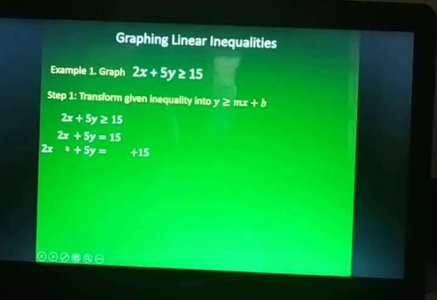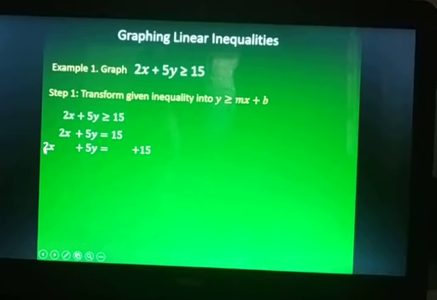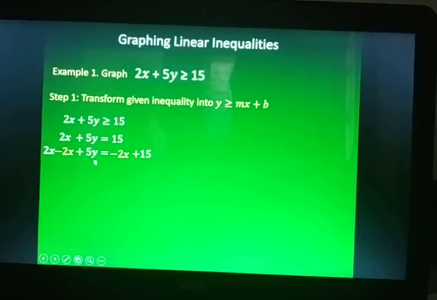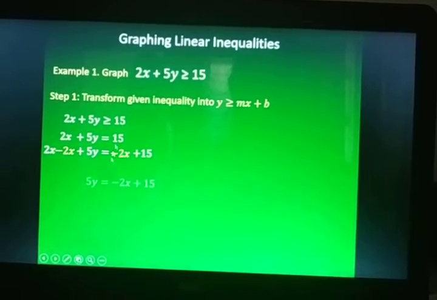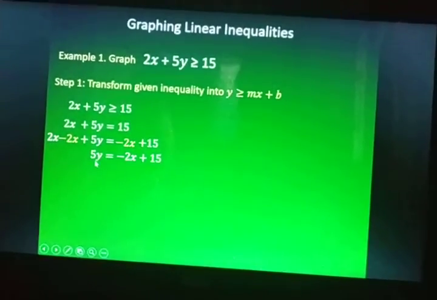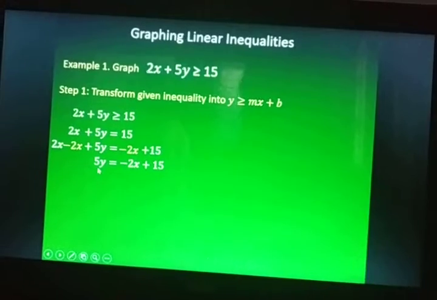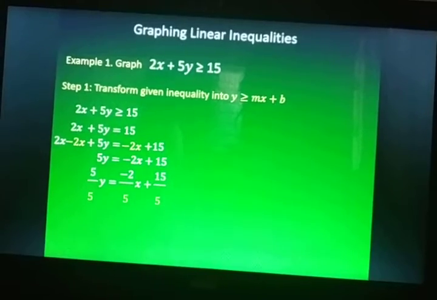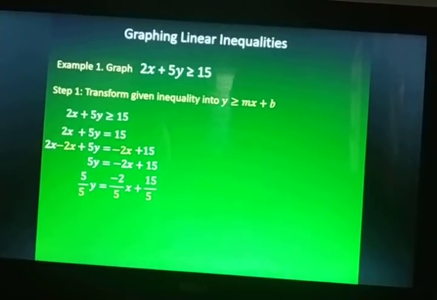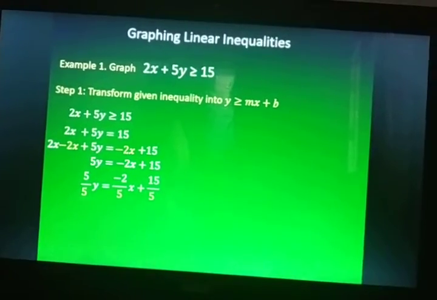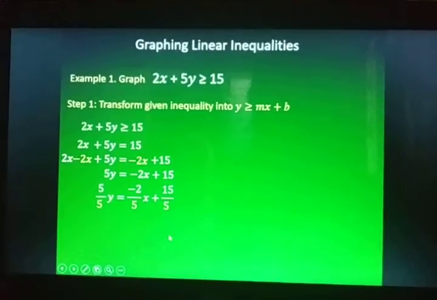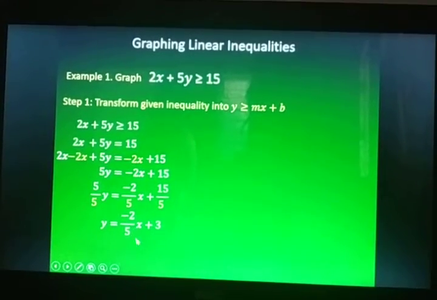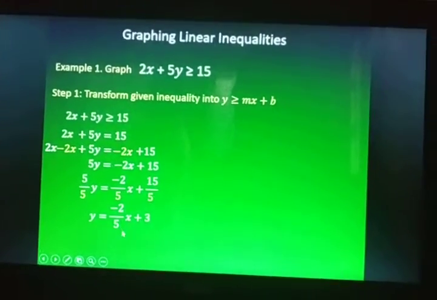So, we will add to both sides the additive inverse of 2x, that's negative 2x. Then, i-process mo 2x minus 2x is 0. What will remain is 5y equals negative 2x plus 15. There. And then, divide both sides by 5. Positive 5. So, no need na i-reverse karon ang atong linear inequality. Divide by 5. 5y divided by 5 is y equals negative 2 over 5x plus 15 divided by 5 is 3. So the answer is y equals negative 2 over 5x plus 3. There. Get the slope and the y-intercept.